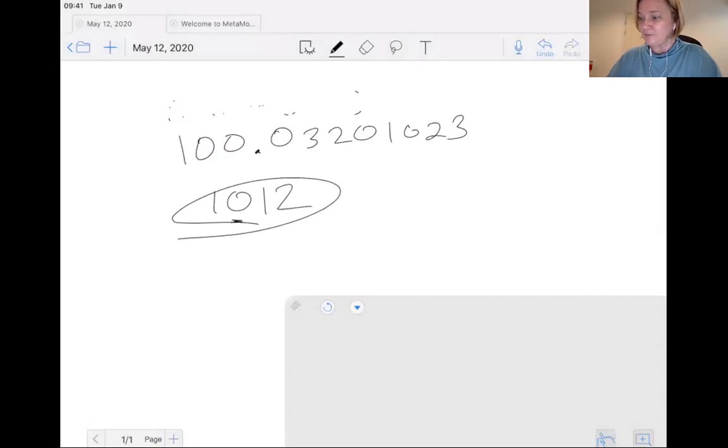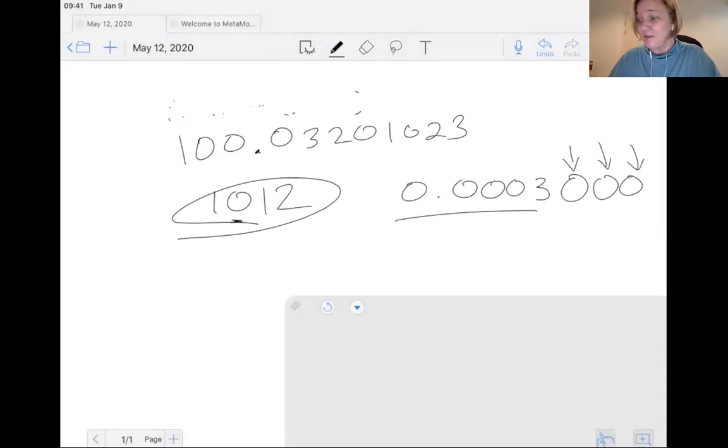What else? Zeros that come in front. These do not count. I think I said that already, but just to review, these do not count. But if I add more zeros afterwards, these zeros do count. These still do not count. The ones afterwards count. Okay, I'm hoping that's not too confusing.